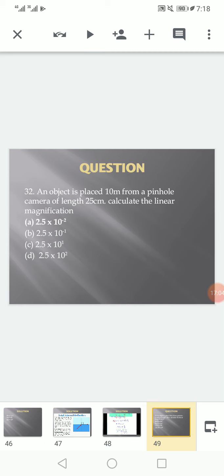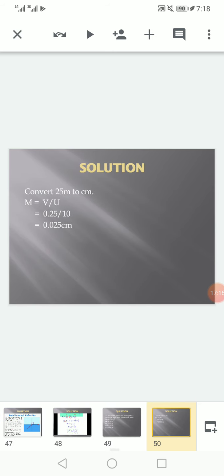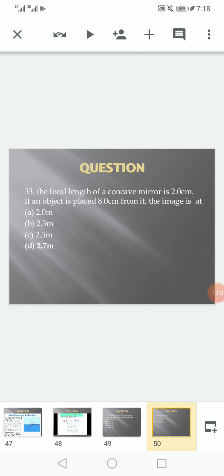This question says an object is placed 10 meters from a pinhole camera of length 25 centimeters. Calculate the linear magnification. First, we have to convert 25 centimeters to meters, and to do this, we divide it by 100. If you do that, it will give you 0.25. So linear magnification is equal to V over U. If we do 0.25 divided by 10, it will give us 0.025 as our linear magnification.